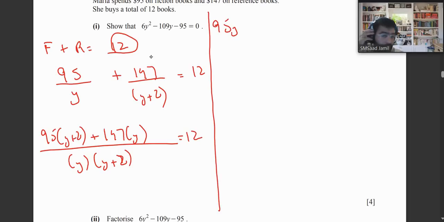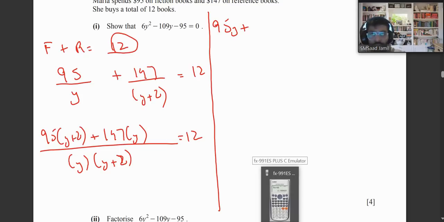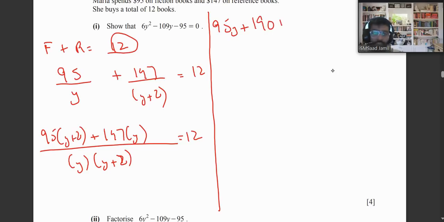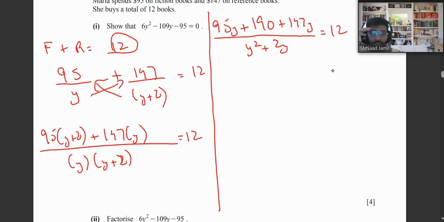95y, plus what's 95 multiplied by 2? 90, 90, 180, 185, but it should be 190, but let's be sure. 190. Plus, we did cross multiplication by the way guys, 147y upon y multiplied by y is y square plus y multiplied by 2 is 2y. All of this is equals to 12.